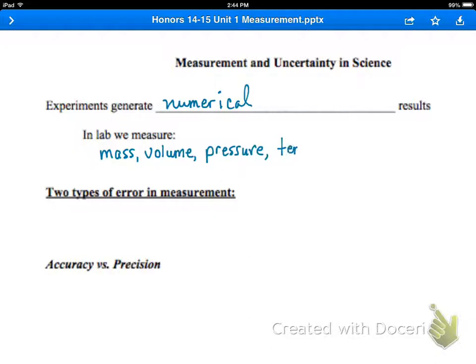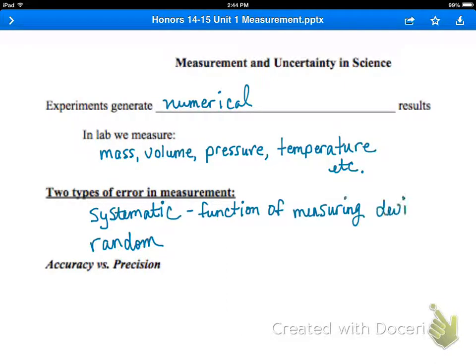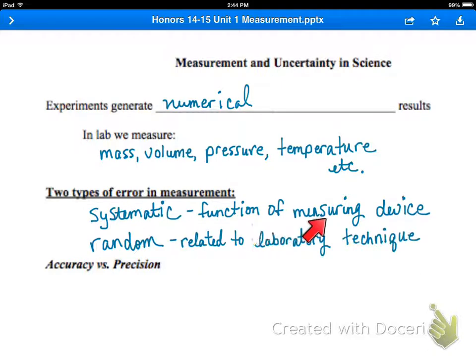Experiments tend to generate numbers, numerical results. We measure things like mass and volume and pressure and temperature, time, and other things that are all numerical. And this leads to two types of error in measurement: systematic and random. Systematic error tends to be a function of the measuring device. If your device is not calibrated, let's say you were measuring time with a clock that was slow, that would lead to systematic error. All the errors would be in the same direction.